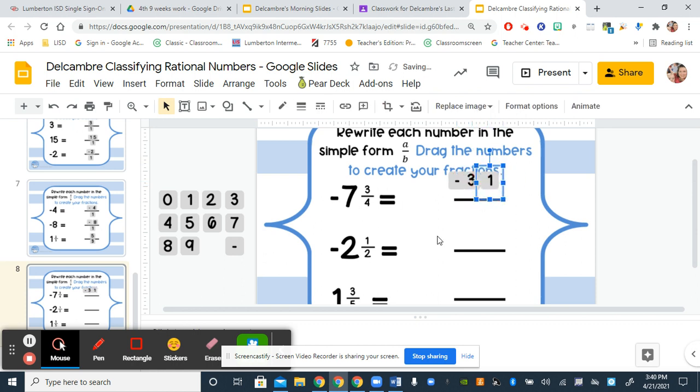Over my denominator is 4, so I'm going to slide that 4 on over. Okay, 2 times 2 is 4, plus 1 is 5. So this would be a -5 over my denominator is 2, so I'm sliding this 2 on over.